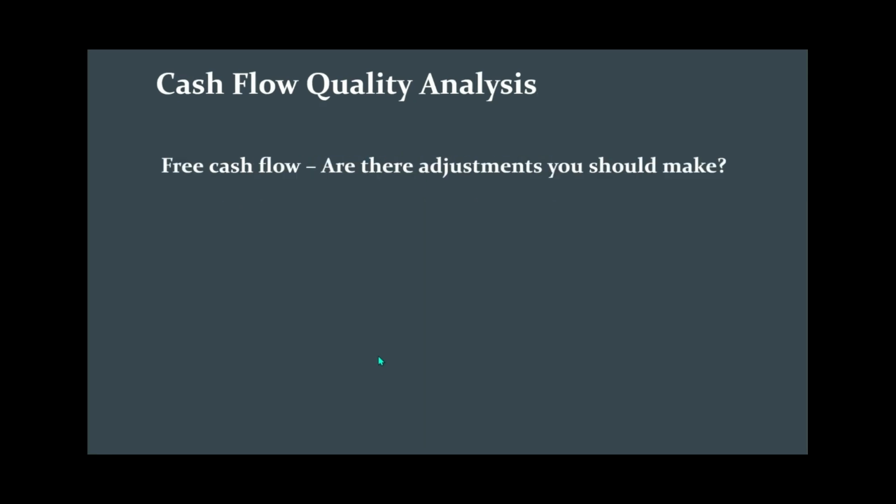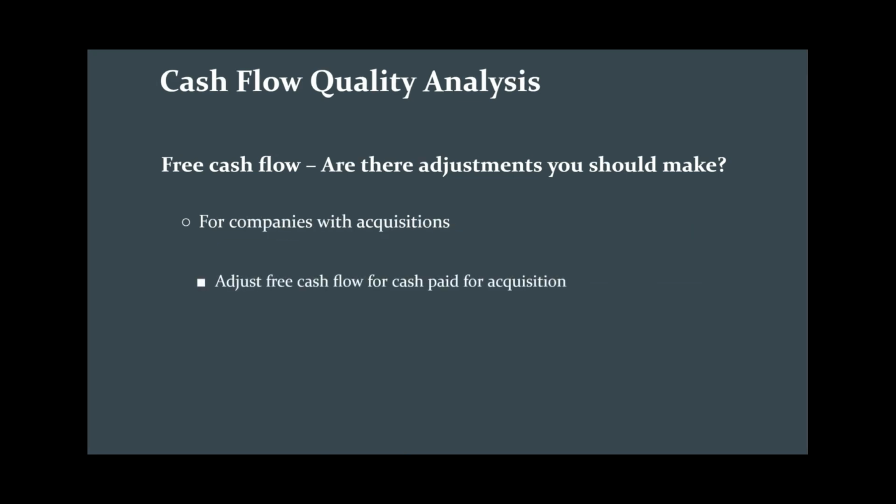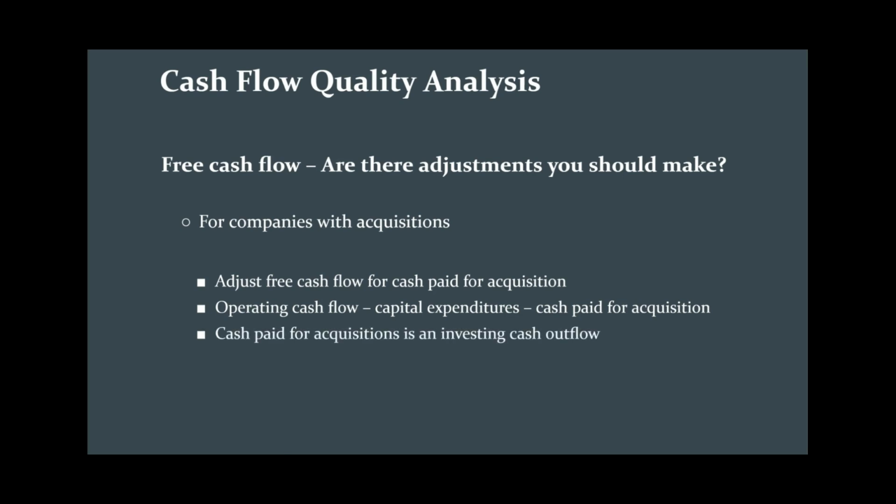Free cash flow, are there adjustments you should make? This is another question. Free cash flow is operating cash flows minus capital expenditures. Capital expenditure refers to capital investment, for example, buying equipment. For companies with acquisitions, adjust free cash flow for cash paid for acquisition. So this reduces your free cash flow. That's one adjustment you should make. Operating cash flow minus capital expenditures minus cash paid for acquisition gives you your free cash flow. And cash paid for acquisitions is an investing cash outflow.